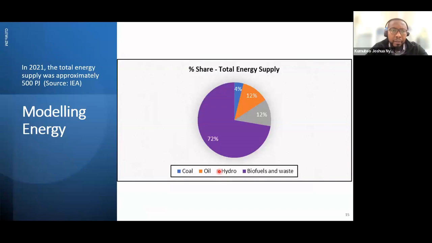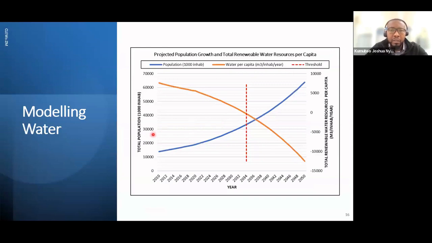Okay, this just gives the modeling of energy in terms of total energy supply. I already presented how the energy demand was structured and modeled in LEAP. This just gives a flavor of modeling water in this regard. We're trying to understand, even before you engage stakeholders, just the high-level assessment of how population growth relates to total renewable water resources per capita. So of interest is this tipping point where the water per capita tries to go negative, it's like depleted more than you can replenish.